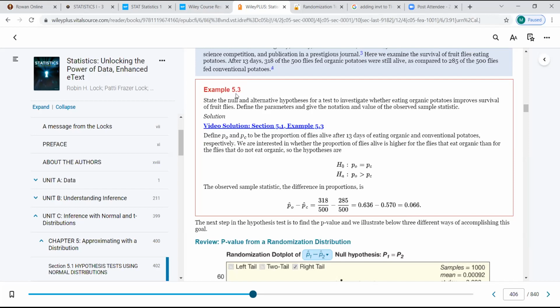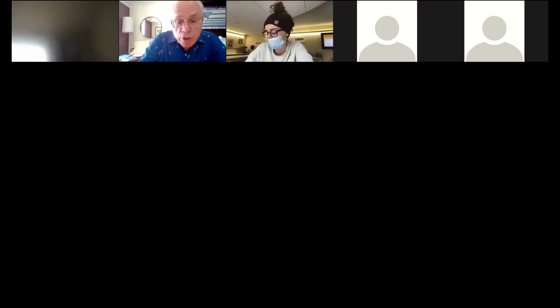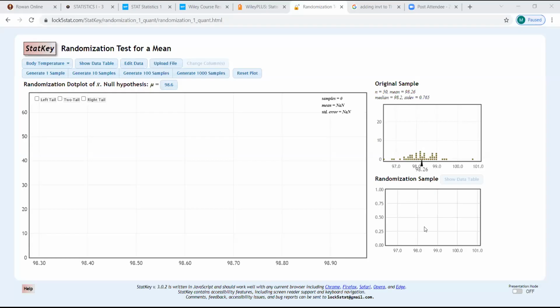So actually what I'm going to do is go into Statkey now. Stop sharing, and I want to show you, let's see if Statkey is open. That's not open, so let me, one second. All right, where is Statkey? Here it is. All right, here we go.